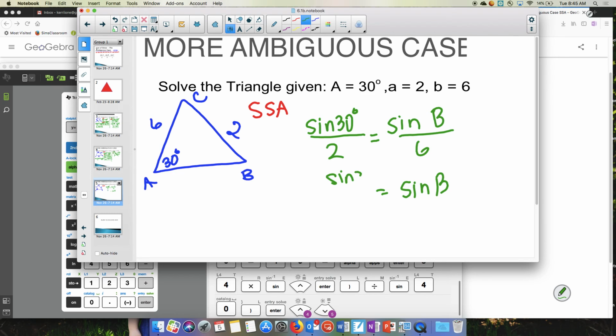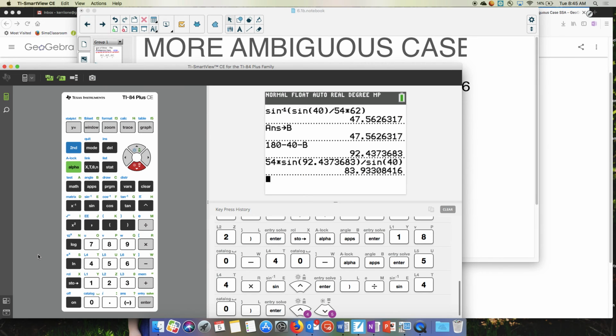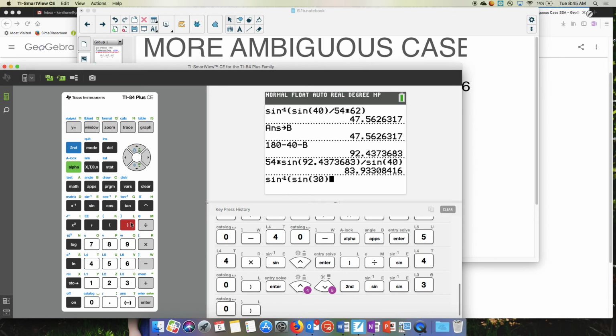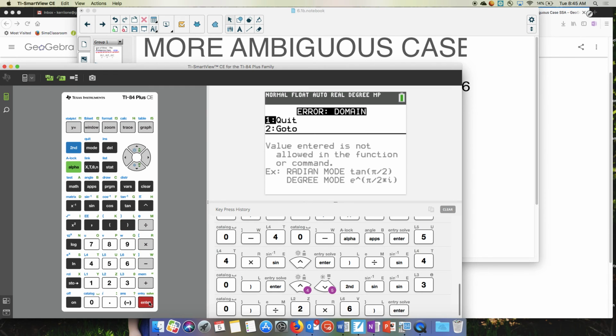So we can multiply that 6 over. I want everybody to punch this into their calculator. We have the inverse sine of, our ratio was the sine of 30 divided by 2, and then we multiplied 6 over, correct? What? A domain error.